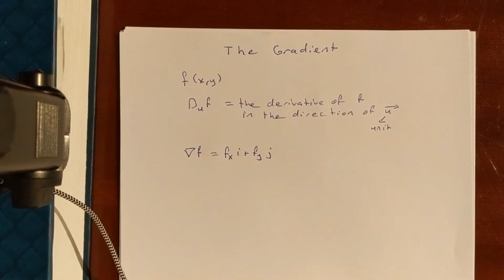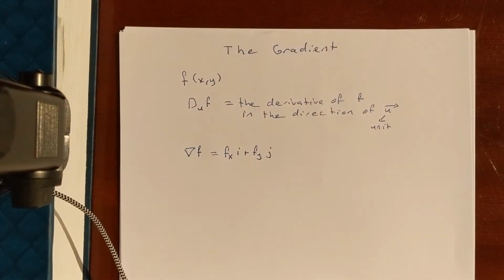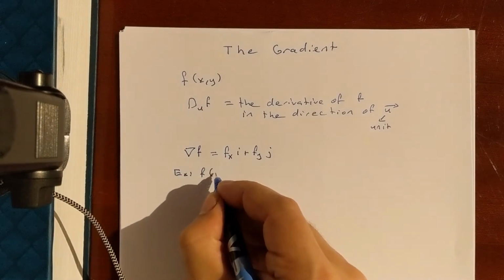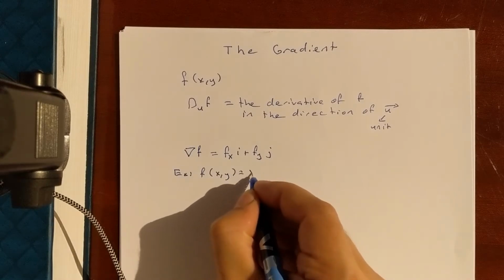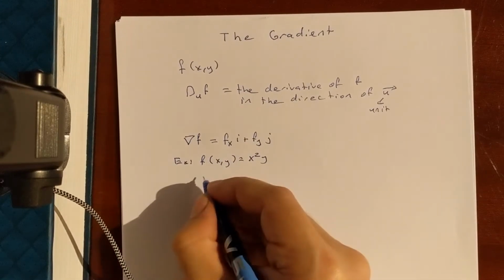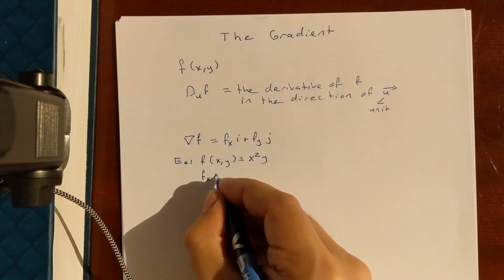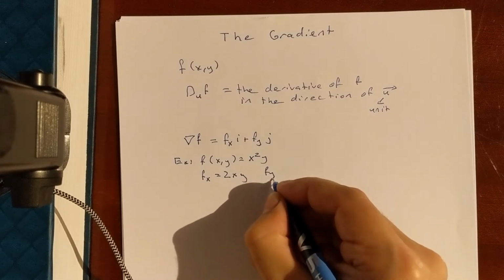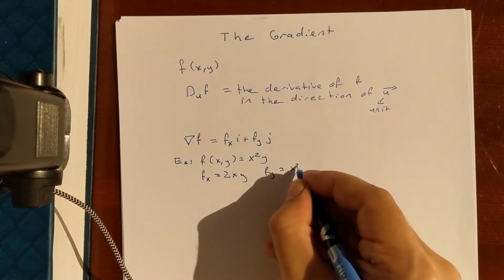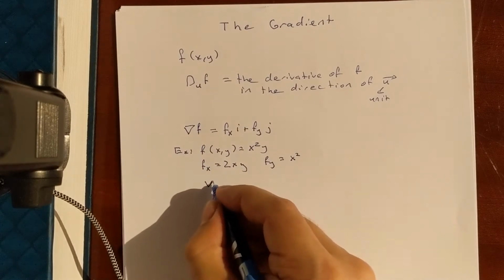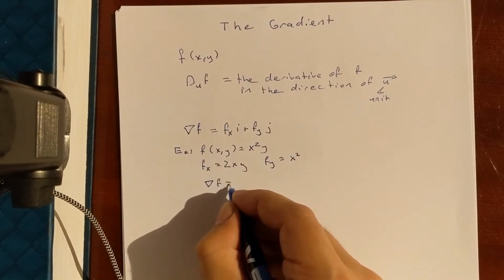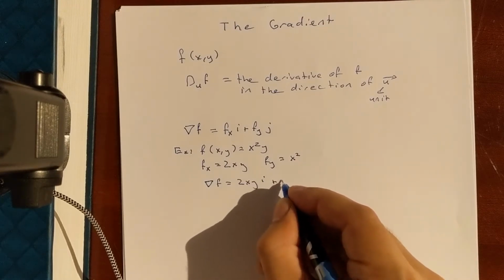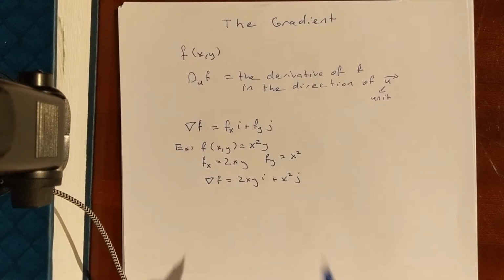Now, I want to be a little bit careful here. So, for example, if we look at our old function, we had the example f of x, y equal to, I think we did x squared y. So from here, f sub x is just going to be 2xy, and f sub y is going to be just x squared. So the gradient of f is going to be 2xy i plus x squared j.